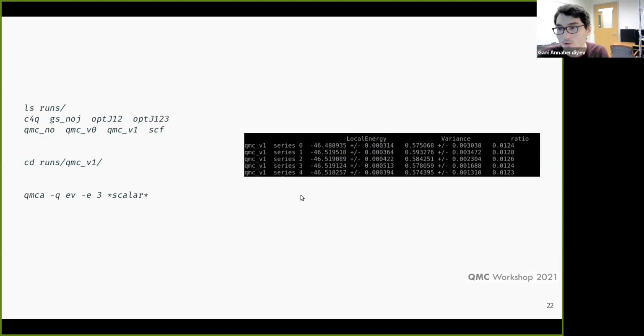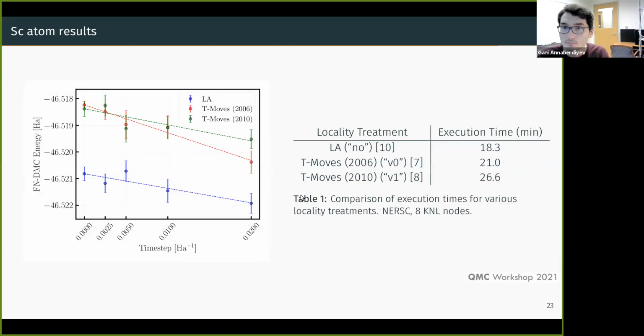And then I'll just quickly jump to the results. I've plotted all the results here. So what you're seeing here is the fixed node DMC energies versus the time step. The blue line is the locality approximation, and the red line is T-moves, the 2006 version, and the green one is the 2010 version. As you can see, this is a small system, of course, so both of these nicely converge to the same result, both variations of T-moves.